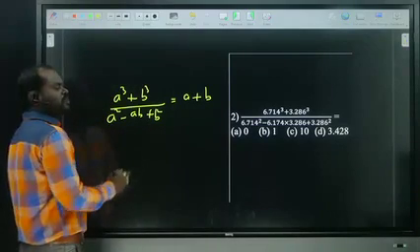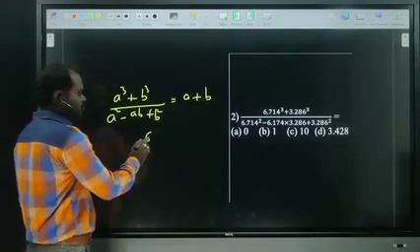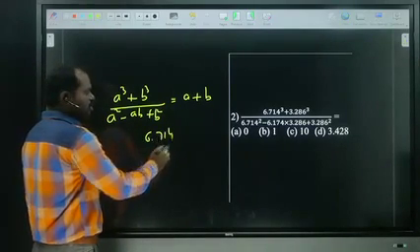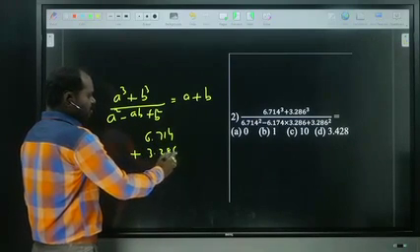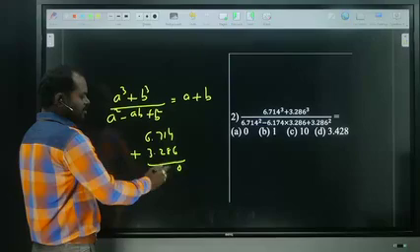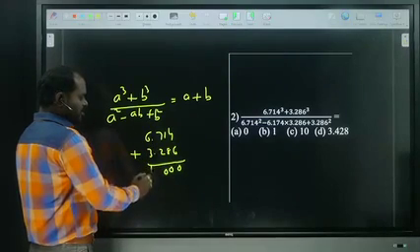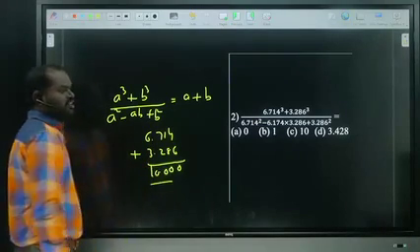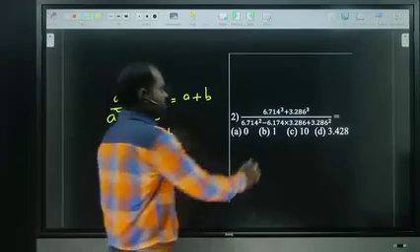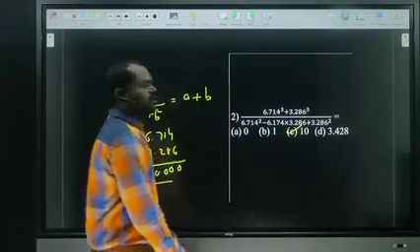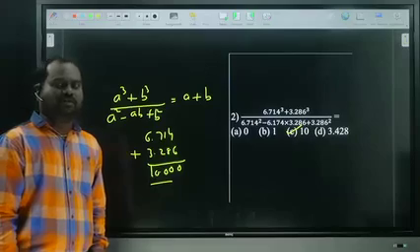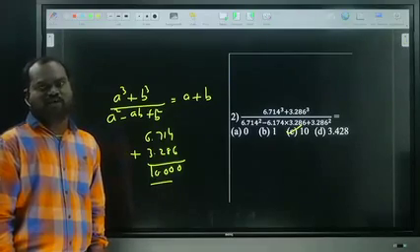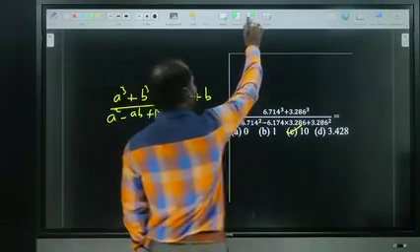So A plus B, as per the formula, 6.714 plus 3.286. By adding, 10. So what is the answer? 10. The answer is 10. So option C is the correct answer. So in which formula format is that? A cube plus B cube by A square minus AB plus B square, nothing but the formula A plus B. Okay. Right. Next.